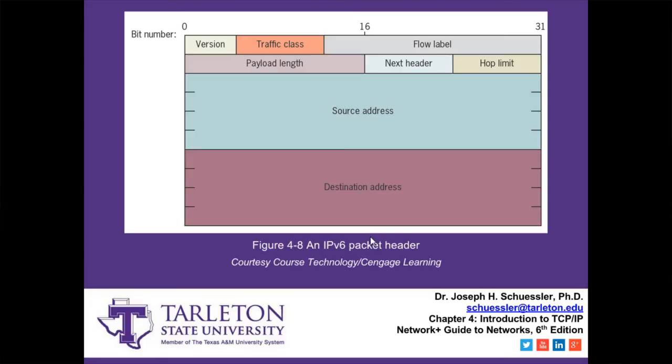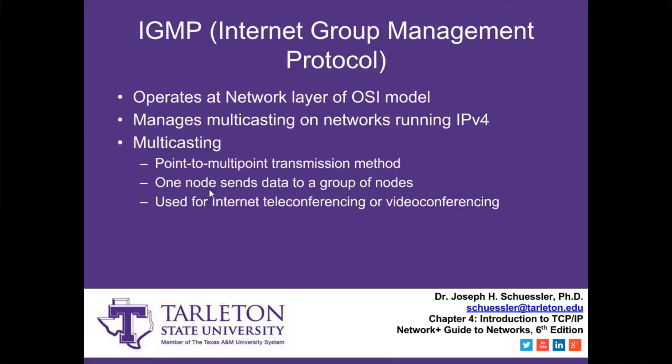Version 6 looks a little bit different, looks like a lot less overhead. We handle a lot of this stuff up in here, our source address, destination address, etc. Okay, so ICMP is another protocol that operates at the network layer of the OSI model. It manages multicasting on networks running IP version 4.